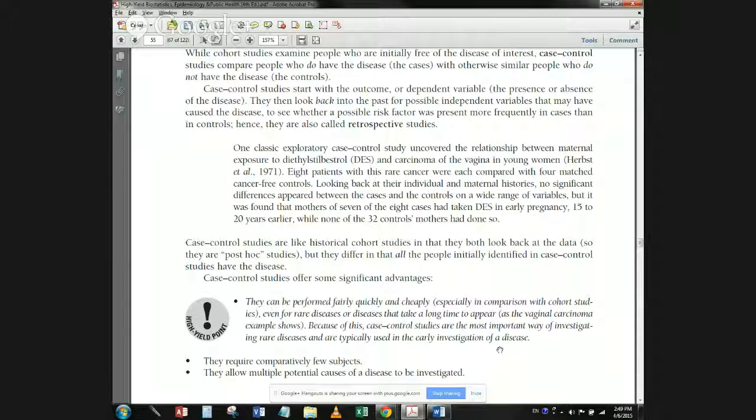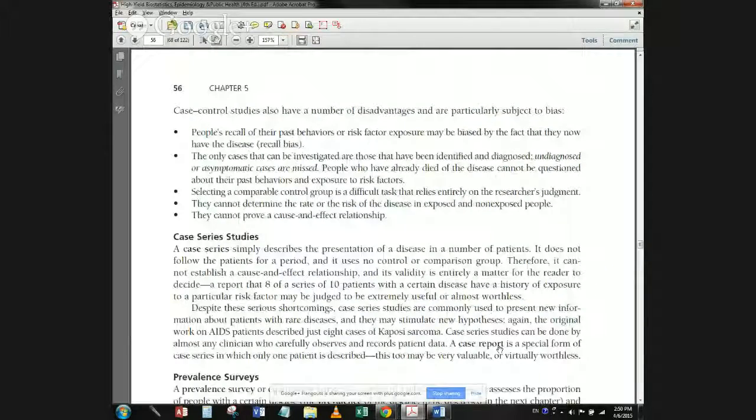Here's an important point. They can be performed fairly quickly and cheaply, especially in comparison with cohort studies, even for rare diseases or diseases that take a long time to appear, as the vaginal carcinoma example shows. Because of this, case control studies are the most important way of investigating rare diseases and are typically used in the early investigation of a disease. Case control studies require comparatively few subjects, and they also allow multiple potential causes of a disease to be investigated.